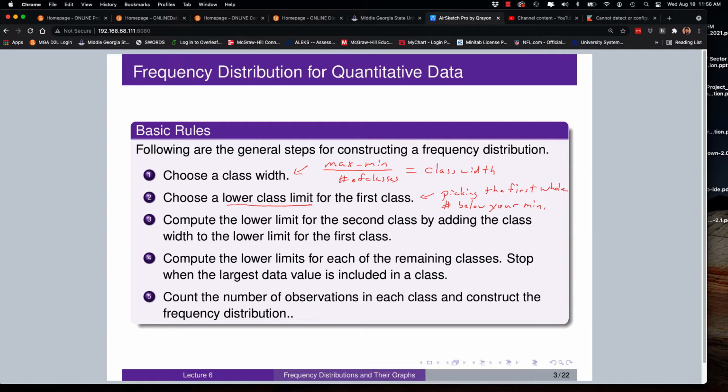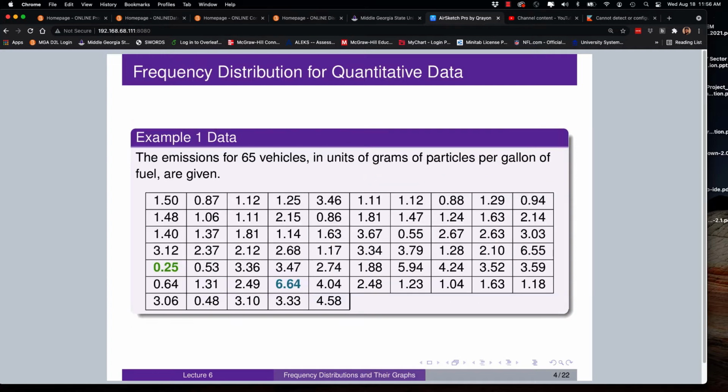So let's use a data set that's rather large, and I will not waste your time by going through every little detail. We'll find the frequency for one of these, and I'll just give you the rest of them, and you can double check me on it. The data here represents the emissions for 65 vehicles from some state where they collected this data. I don't recall where it's from exactly. But the measurements are in units of grams of particles per gallon of fuel. That's a hell of a unit. I probably wouldn't put that on the graph. I'd probably just tell people that in my presentation or in a write-up somewhere.